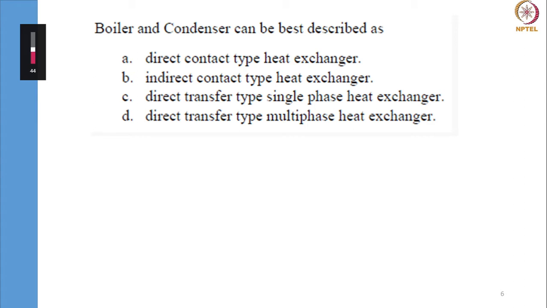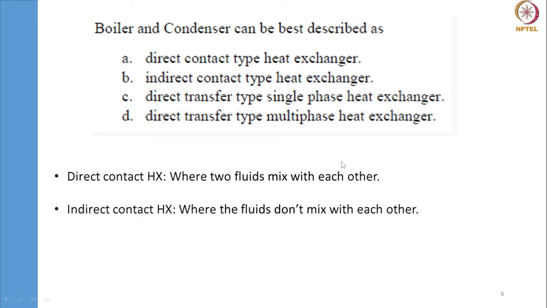D, sir. Direct transfer type, multi-phase heat exchanger. Okay, yeah, I have one answer. One of your friends says that boiler and condenser fits into the class of direct transfer type multi-phase heat exchanger. So that is right. We'll recollect what direct and indirect contact type heat exchangers are. I have already stressed this, but once again, direct contact heat exchangers are where the two fluids mix with each other. In case of cooling towers, both the hot and cold fluids mix. So that's called a direct contact heat exchanger.